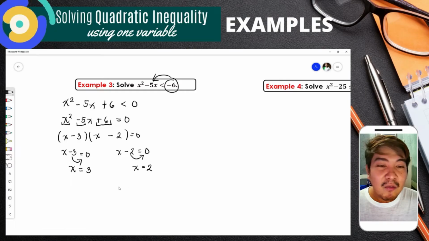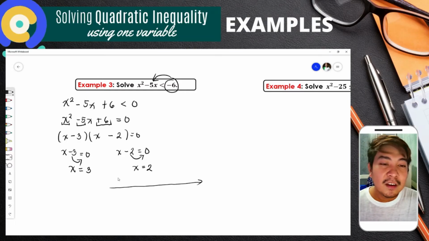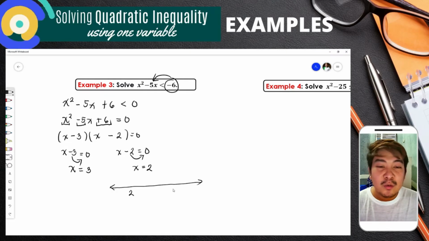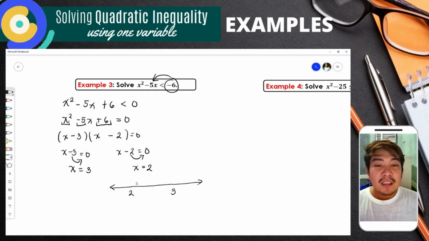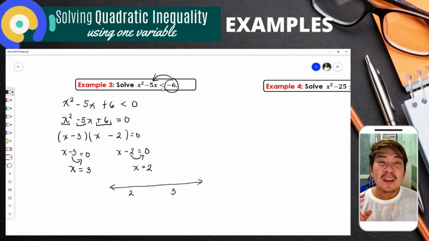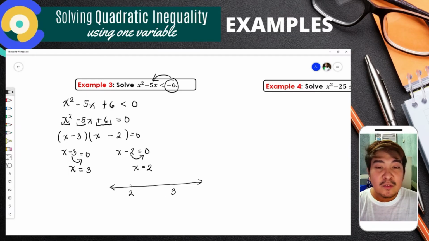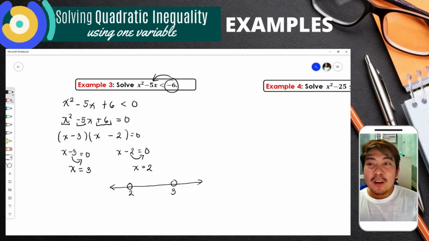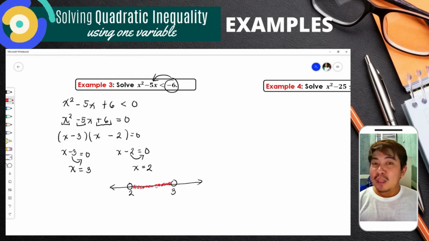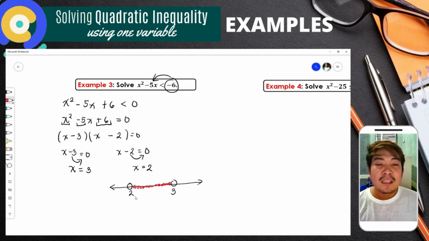So let us now make our number line. Okay. Let us graph 2 and 3. We start with the smaller one. So we have here 2 and then the other one is 3. Since it is the same rule, since there is no equal sign, 2 and 3 will not be included in our solution set. So therefore we will be using open dots. And then the graph should be shaded in between those critical points since it is less than. Okay? So, no need for test points. So, this is already our graph.